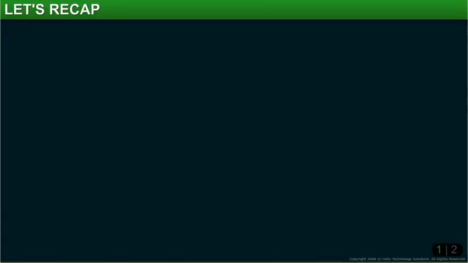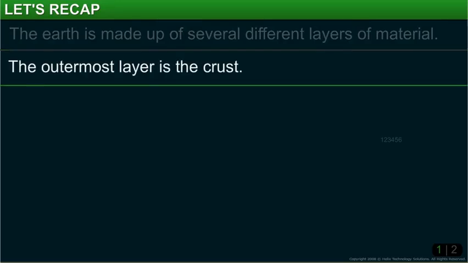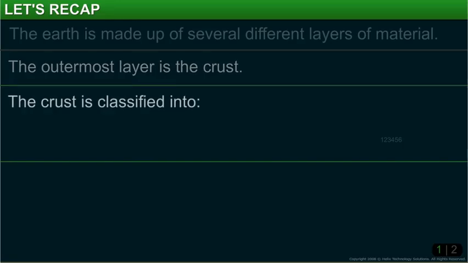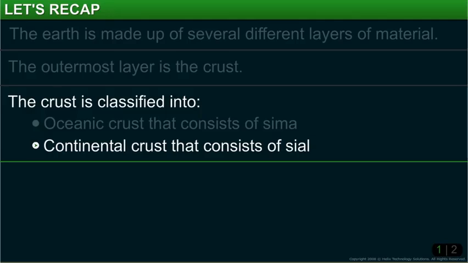In this module, you learn that the earth is made up of several different layers of material. The outermost layer is the crust. The crust is classified into oceanic crust that consists of Sima, continental crust that consists of Sial.